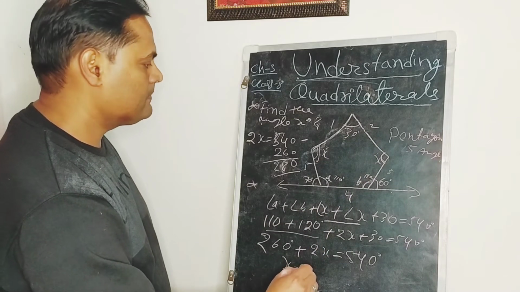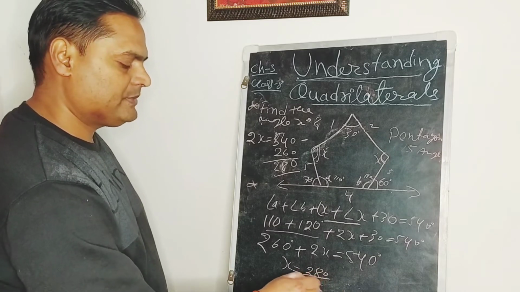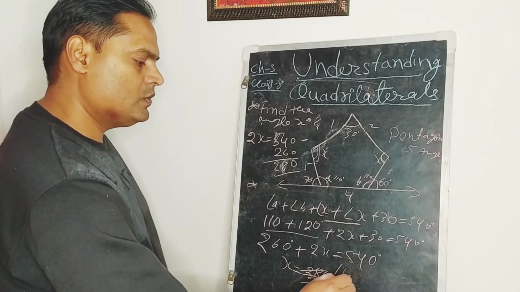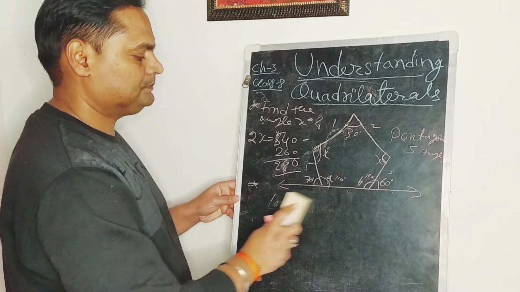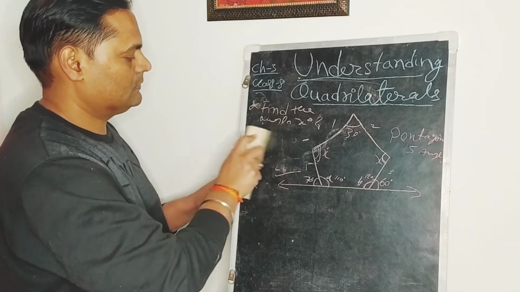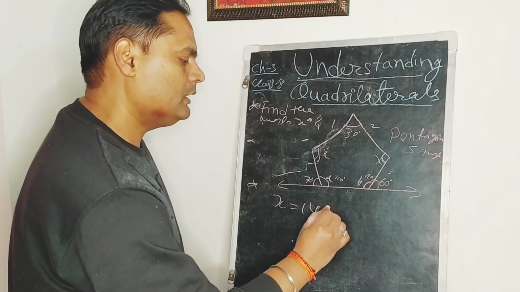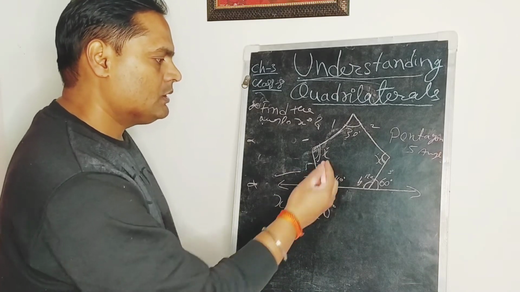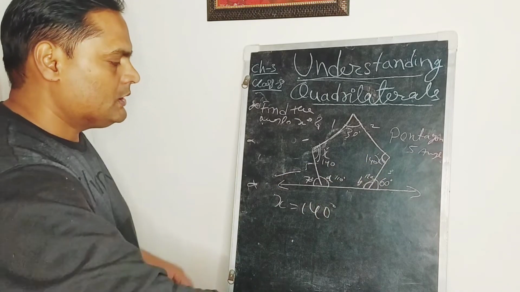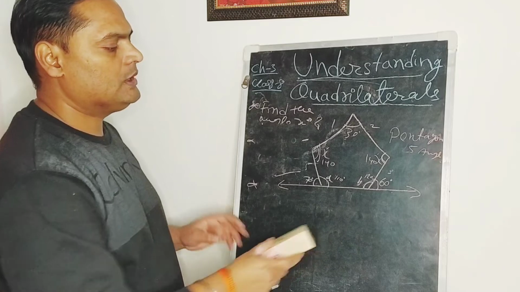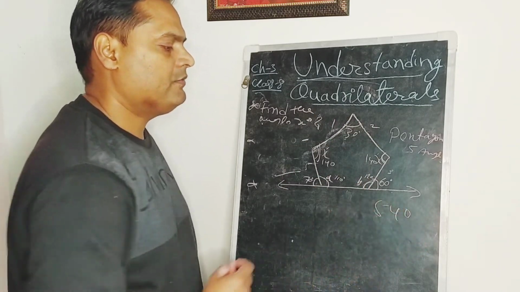So x equals 280 divided by 2, which is 140. One of the angles, x, is 140 degrees here. So this is 140 and this is 140. If you have any confusion, you can add all these up and find it out. The sum total should be 540.